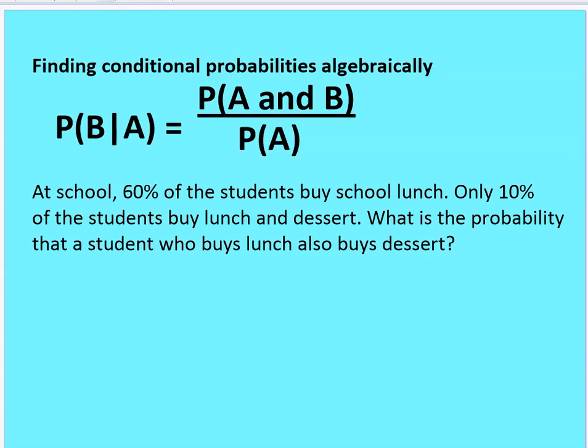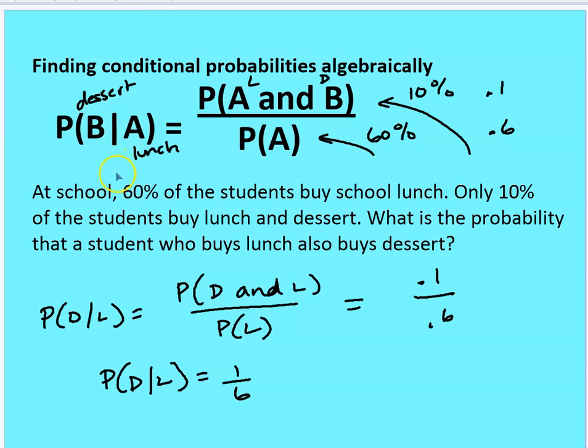So let's take an example. At school, 60% of the students buy lunch, school lunch. Only 10% of the students buy lunch and dessert. What is the probability that a student who buys lunch also buys dessert? All right, so let's go through the problem together.